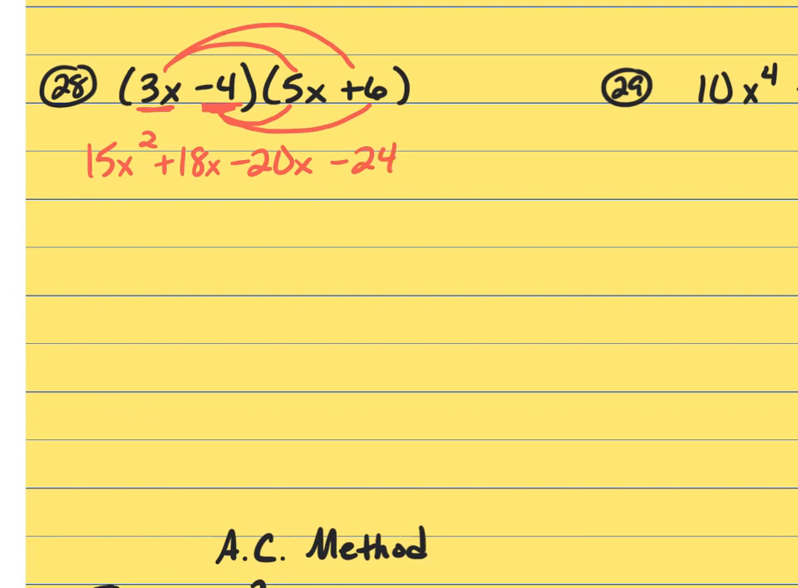Now, we always have to clean this up and combine any like terms. So I'm going to bring my 15x squared down because there's no other x squareds. But there is a positive 18x and a negative 20x that combines to give me negative 2x. And bring down my minus 24 because nothing combines with it either.